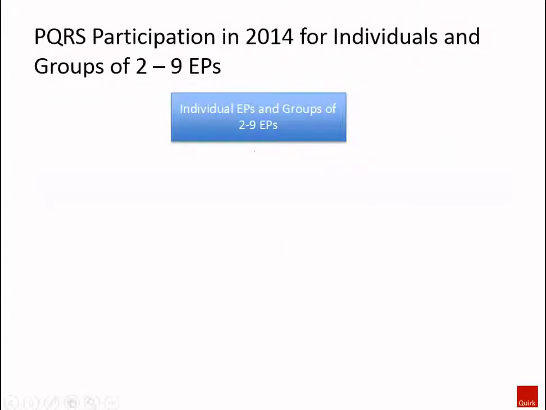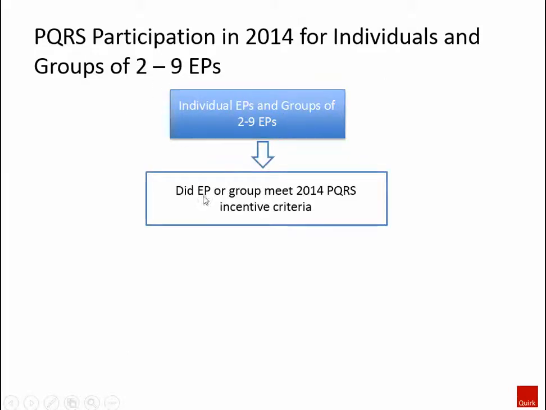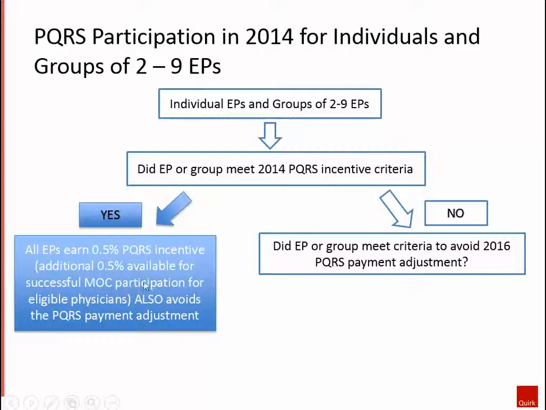The last slides that I have basically show how to help providers determine when, how, and if the value modifier applies to them for 2014. The first slide is for groups of 2 through 9. We've talked about groups of 2 through 9 and that they will be in the last phased-in approach of the value modifier program. So for 2016, where the reporting period starts in 2014, they are not eligible for the value modifier program, but I did want to talk a little bit about their participation in PQRS. Did the eligible provider or group meet 2014 PQRS incentive criteria? If the answer is yes, then of course those providers will receive an additional 0.5% in their Medicare fee-for-service, and of course they avoid the PQRS payment adjustment.